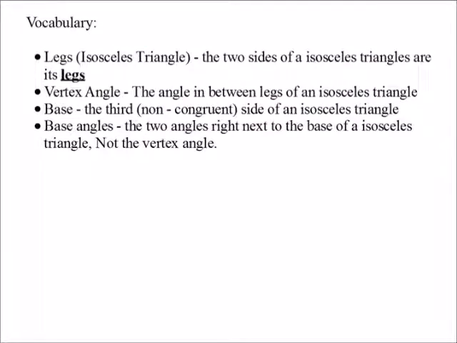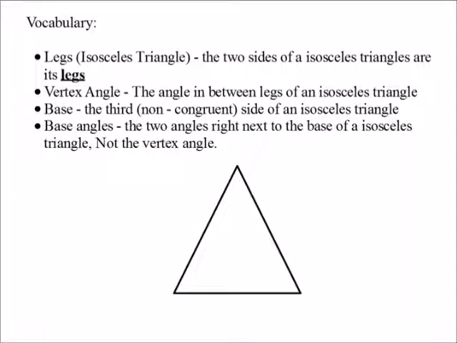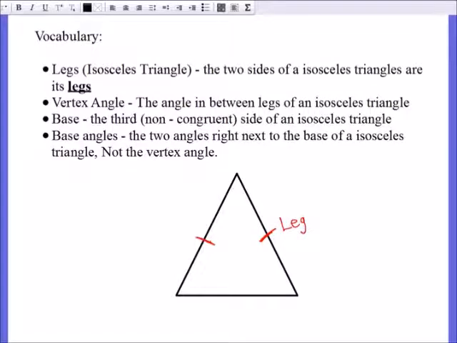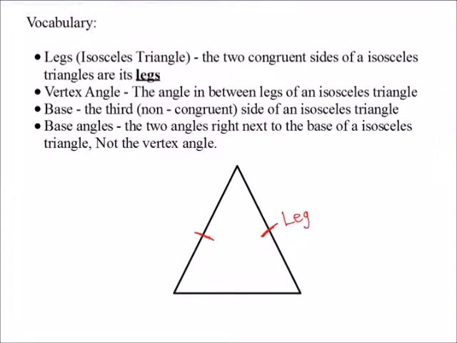Vocabulary: legs. Every time you have an isosceles triangle, let's go ahead and actually picture this thing out. Here's an isosceles triangle, and I'm telling you right now that these sides are going to be congruent. So legs, the congruent sides, and that should say congruent sides. I do apologize for my blunder, if you will. The two congruent sides in the isosceles triangle are its legs.